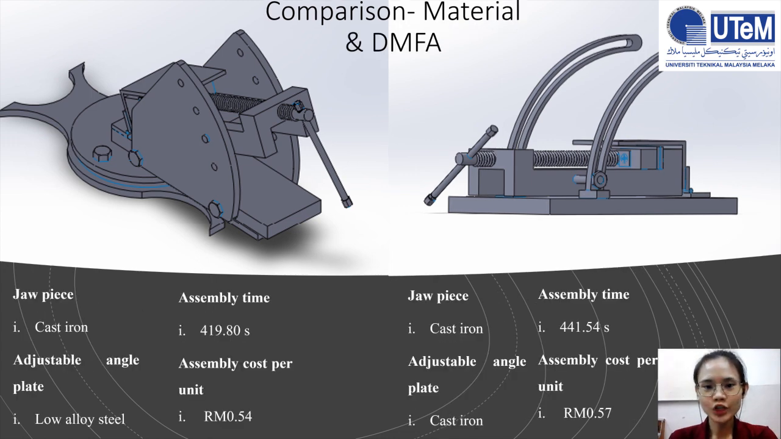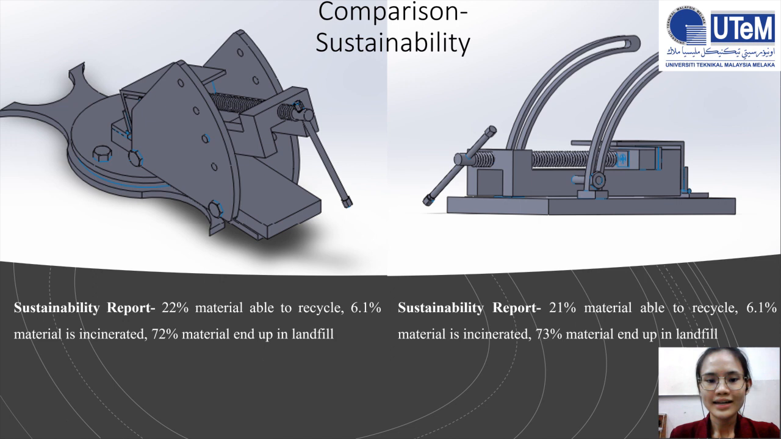The material for the jaw piece is the same but different for the adjustable angle plate. Design F used low alloy steel but Design D used cast iron. Cast iron is more suitable as it has better material performance. Furthermore, the assembly time for Design F is shorter. The longer the assembly time, the higher the assembly cost per unit. Design F is more sustainable compared to Design D.